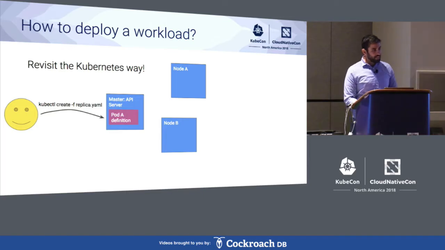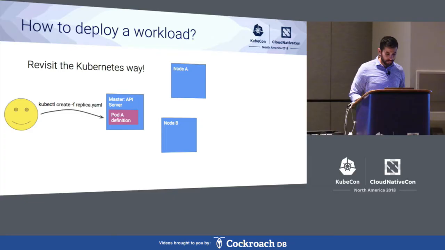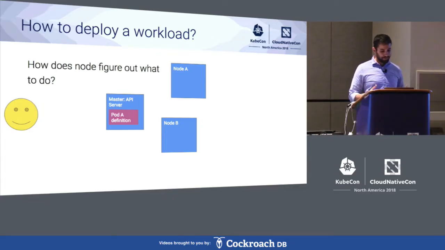So now let's revisit this, or deep dive into this a little bit more. What actually happens when you create a replica object on the Kubernetes API server? You say, I want a pod of a certain definition created on my cluster. How does the node figure out that it's supposed to be running this? Does the master tell it? How does all of that work?